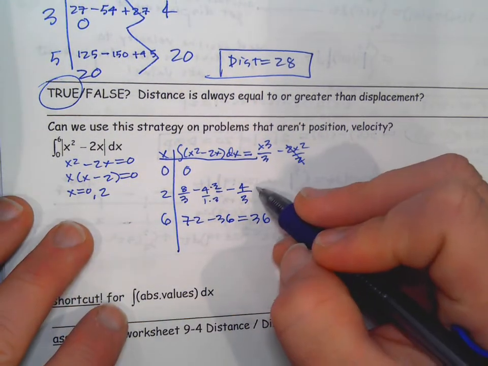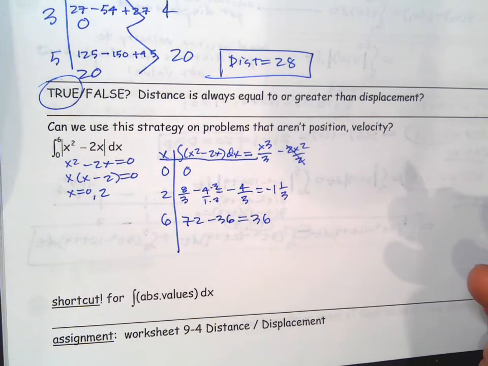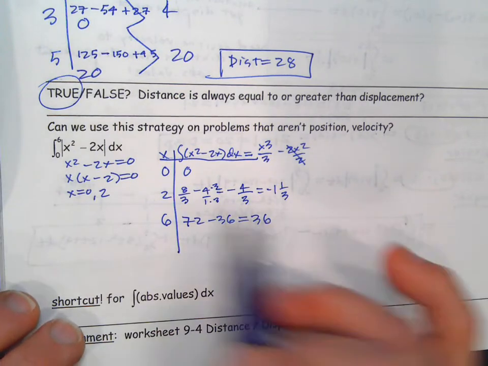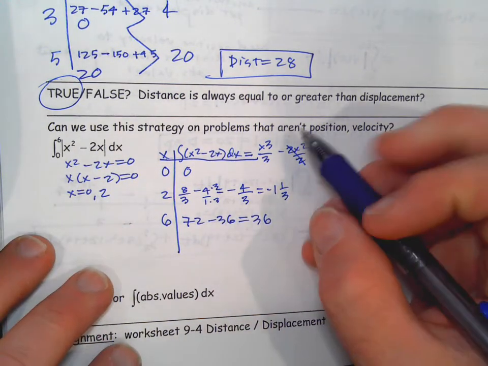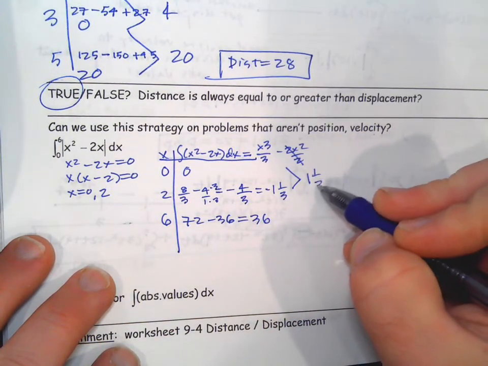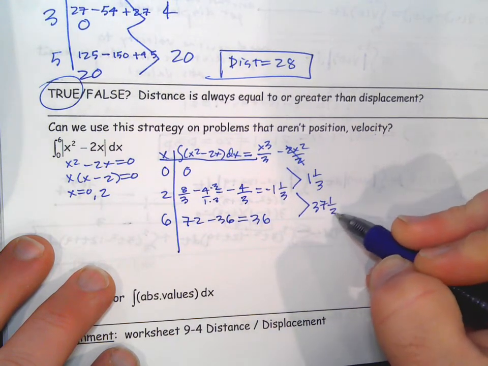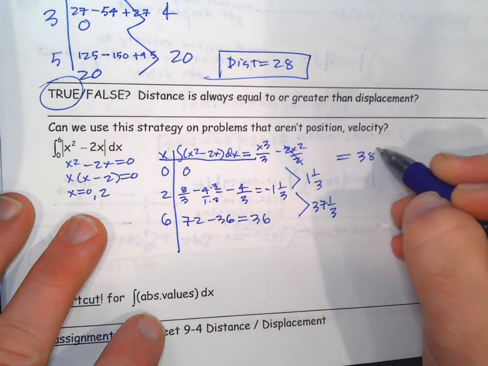You could write this as a mixed fraction, or you could write this as a fraction over 3, using a common denominator. And when we're doing absolute values, we're trying to force these answers to come out positive, which is just like distance. What's the distance between these? Positive 1 1/3. What's the distance between these? 37 and 1/3. So if you add it up, what do you get? 38 and 2/3. That's the answer.